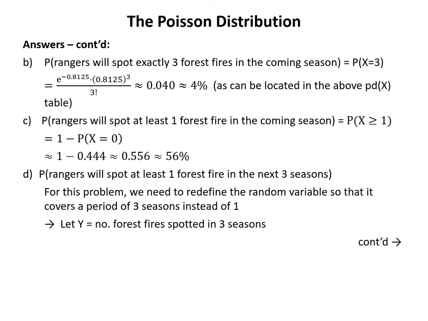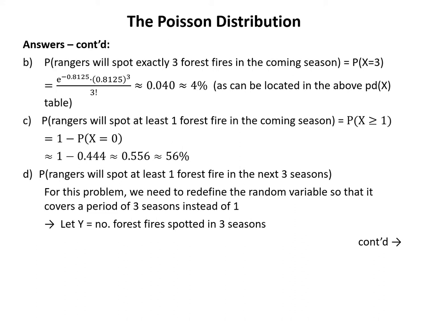That rounds to 4%. Part C is the probability that rangers will spot at least 1 forest fire in the coming season. Now that equals the probability that X is greater or equal to 1. Now remember that would be probability of 1 plus probability of 2 and so on and so forth, which is an infinite sum. So the quickest way to handle that is to use this concept of the complement. So we just go 1 minus the opposite, which is that X equals 0. So from the table, we just go 1 minus 0.444, which rounds to 0.556, which rounds to the nearest percent to 56%.